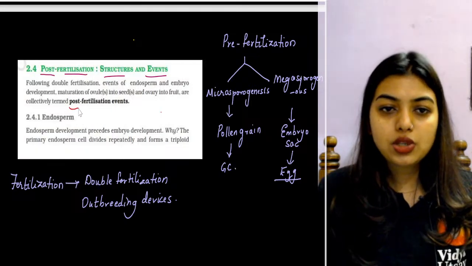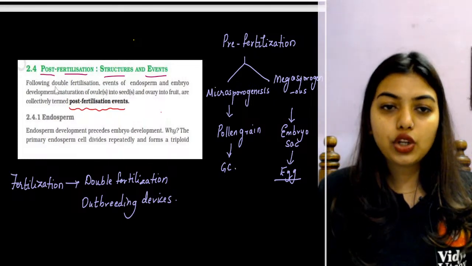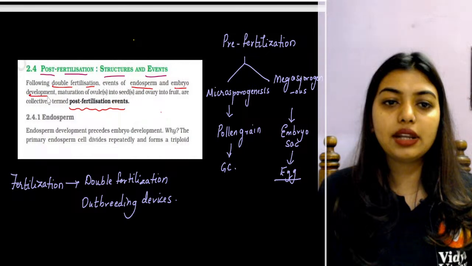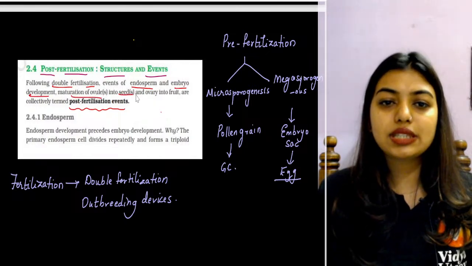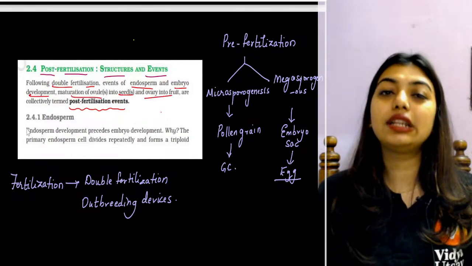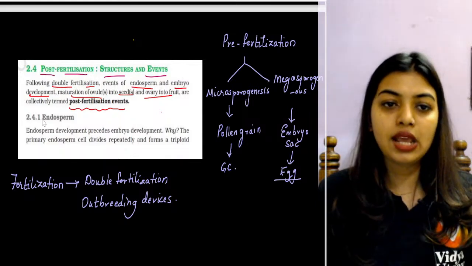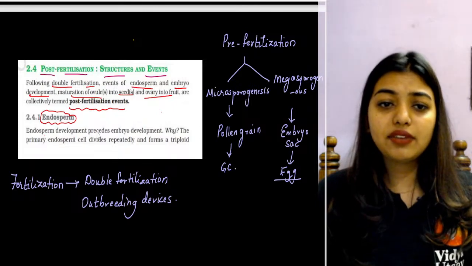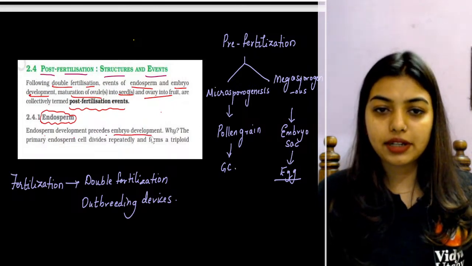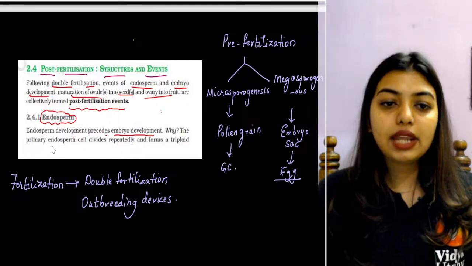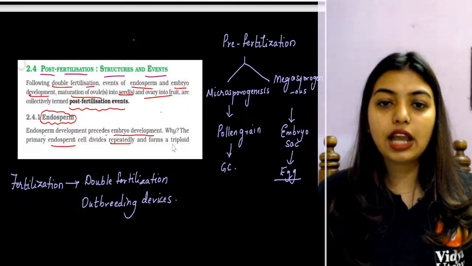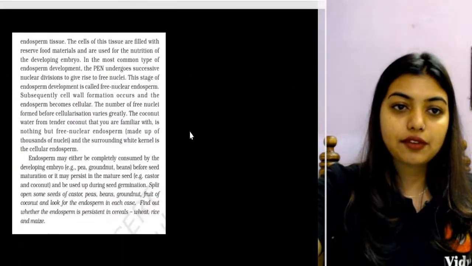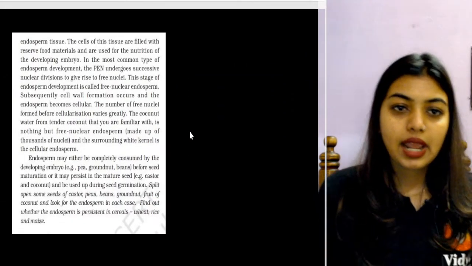Look here, post-fertilization events. Following double fertilization events, the events of endosperm and embryo development, maturation of ovules into seed, and ovary into fruit are collectively termed post-fertilization events. Now let's see what is going to happen to the endosperm. Endosperm development precedes embryo development. Why? The primary endosperm cell divides repeatedly and forms a triploid endosperm tissue.